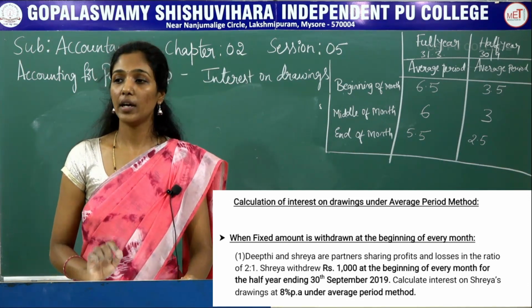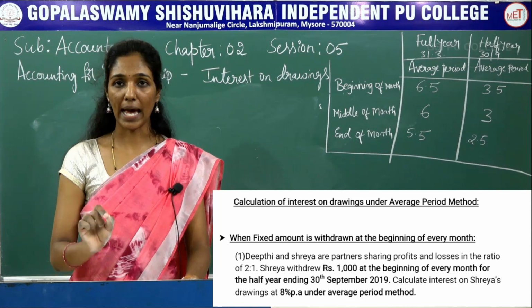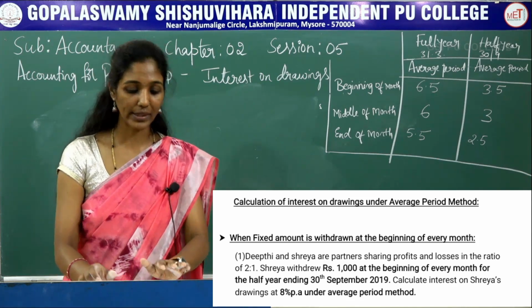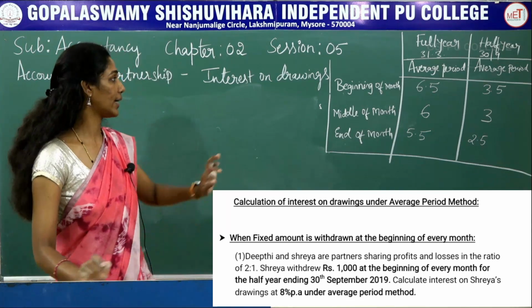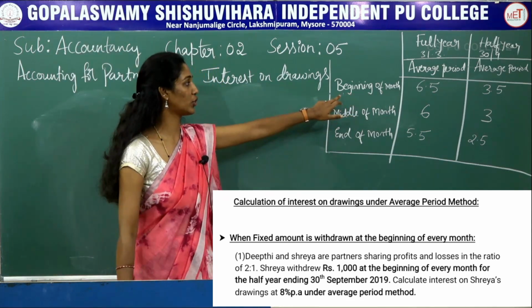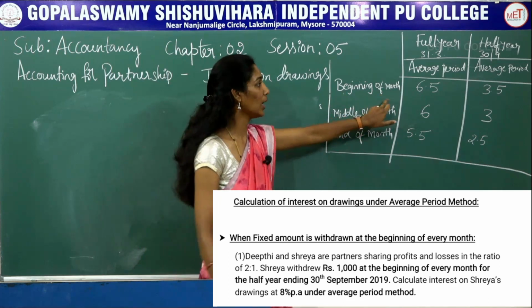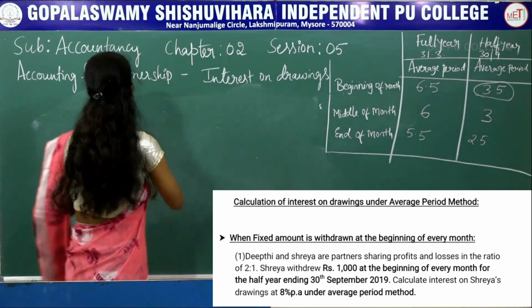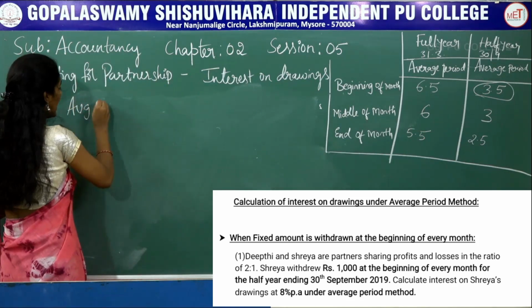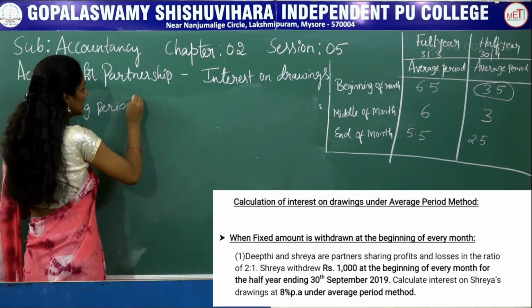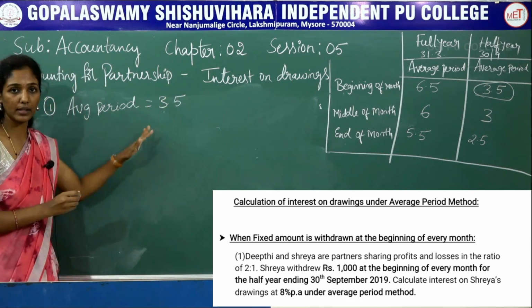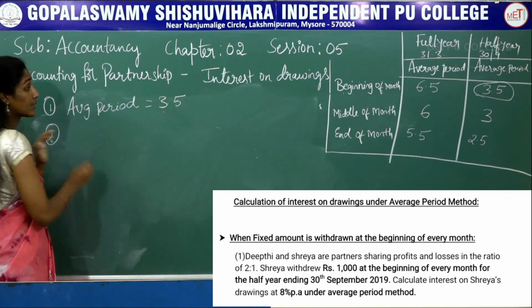So here in this problem, first you should find out the average period. Here in your problem, the books of accounts are closed on 30th September, and she has withdrawn at the beginning of the month. So the average period will be 3.5 months. So write it first, average period equals 3.5. So this is the first step.